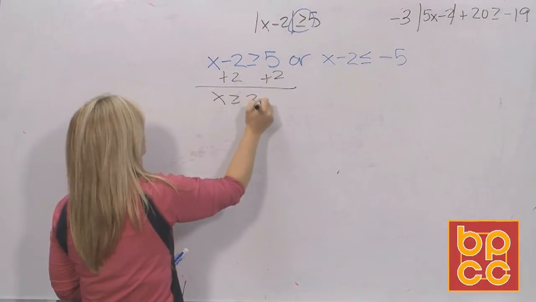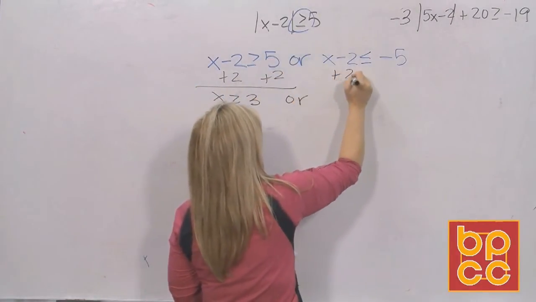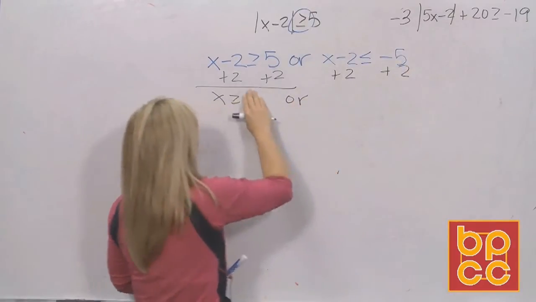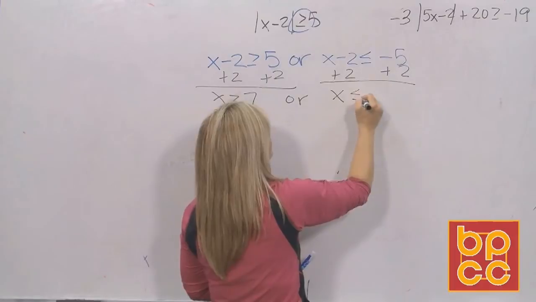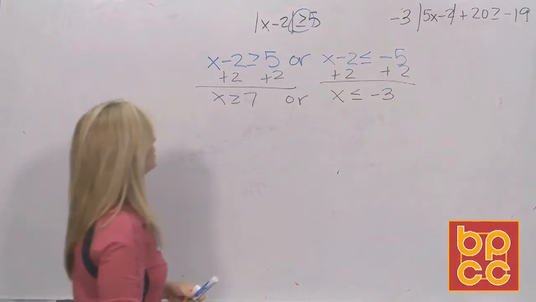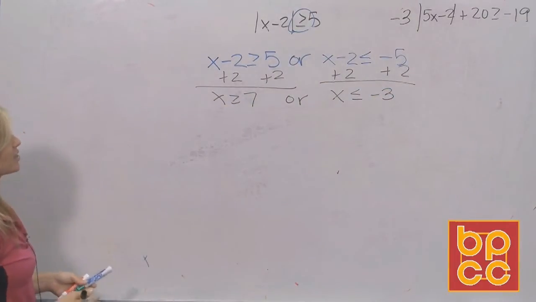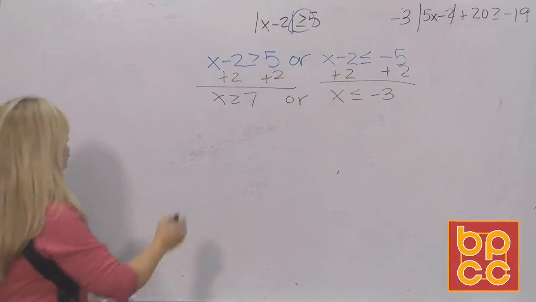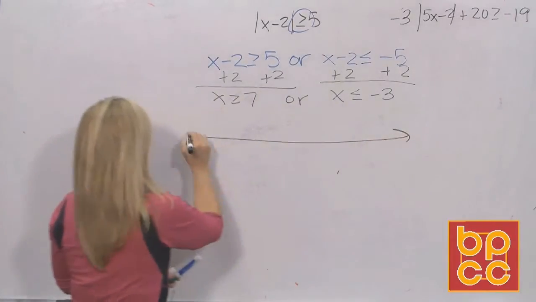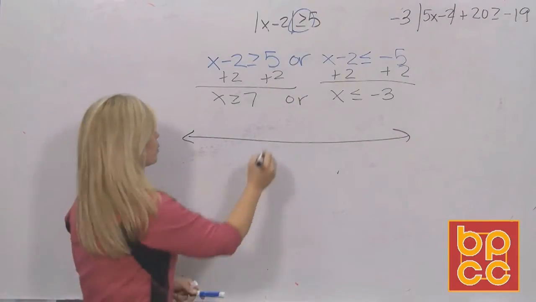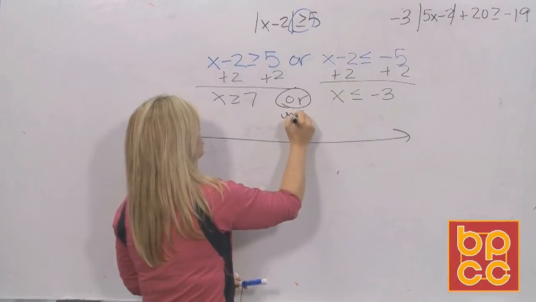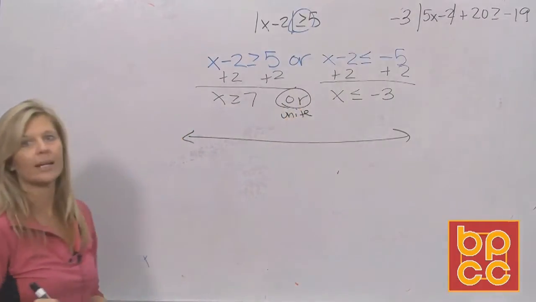X is greater than or equal to 7, or x is less than or equal to -3. I got ahead of myself. So I solve both inequalities. We said with compound inequalities, you have to draw the picture and then look for something. What does an or mean we're looking for? Or means we're looking to unite what we shaded.